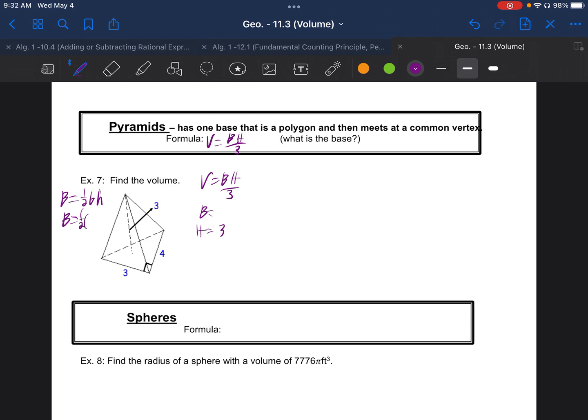So we're going to do 1/2, 3 times 4, which results in 6. So we have 6 as the area of the base. So we plug the 6 and the 3 in. And we get volume is equal to 6 times 3 divided by 3. So you end up getting the volume of this pyramid to be 6 cubic units.